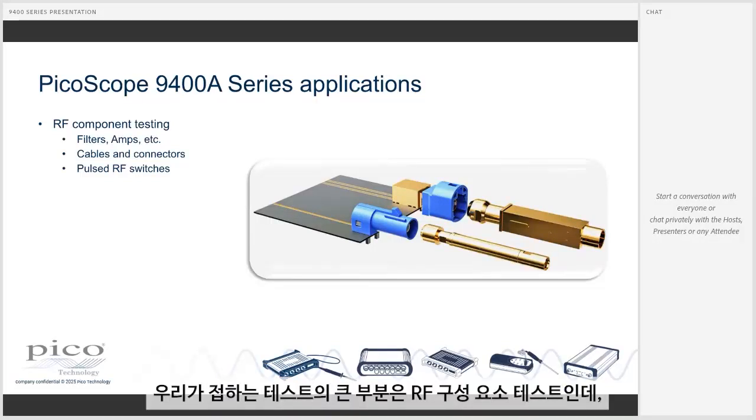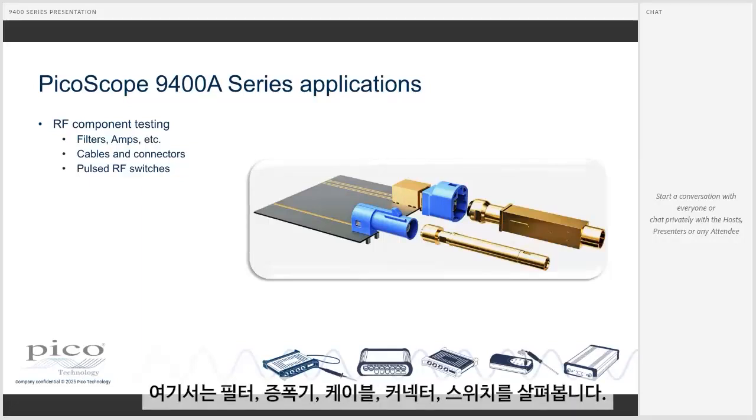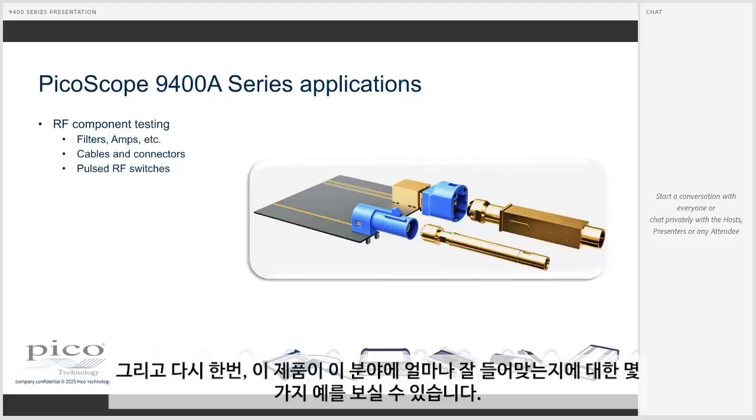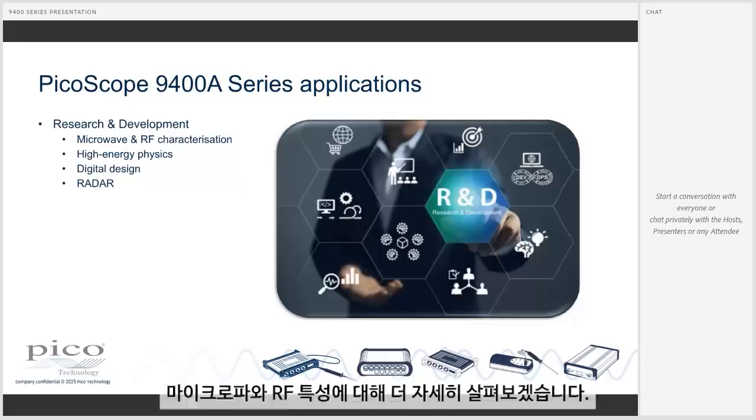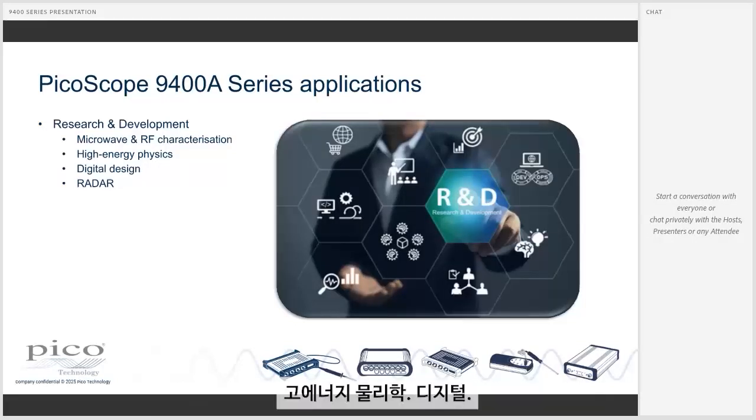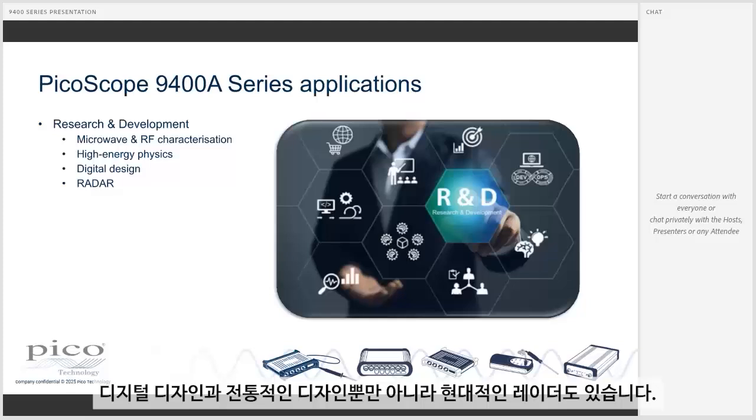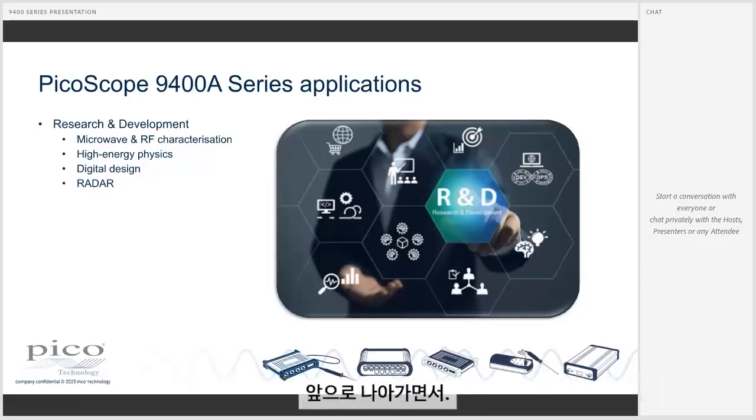A big part of the testing that we come across is RF component testing, where we're looking at filters, amplifiers, cables, connectors, switches. And again, you'll see some examples on how the product fits very well into this area. Research and development, looking more into microwave and RF characterization, high energy physics, digital designs, and of course, traditional radar, but also modern radar going forward.